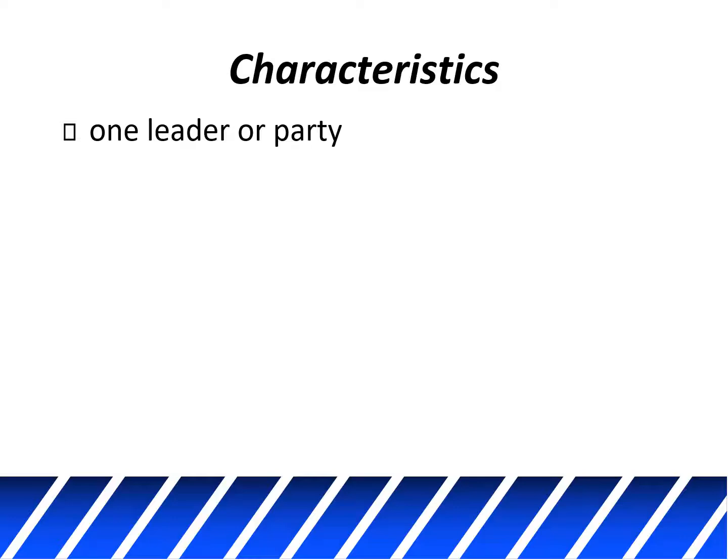First off, as previously stated, there was one leader or party. In Germany, it was the Nazi Party. The leader was Adolf Hitler. In Italy, it was the Fascist Party. The leader was Benito Mussolini. And in the Soviet Union, it was the Communist Party. Lenin was the earliest leader, later Stalin. These were the only parties that were allowed in these countries.